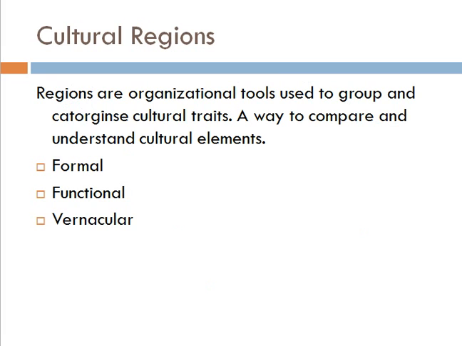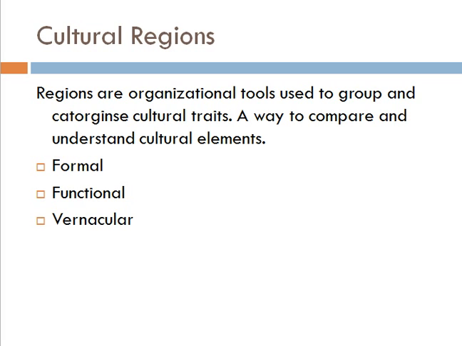Another major issue in the text is this idea of cultural regions. There are 3 kinds of regions you need to be able to define and discuss: formal regions, vernacular regions, and functional regions. Regions are just artificial ways that humans have developed to group areas based on certain criteria so that they can be discussed and compared and maybe better understood.